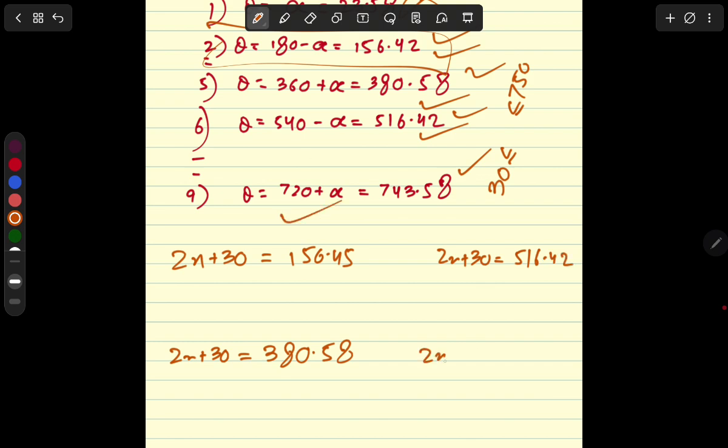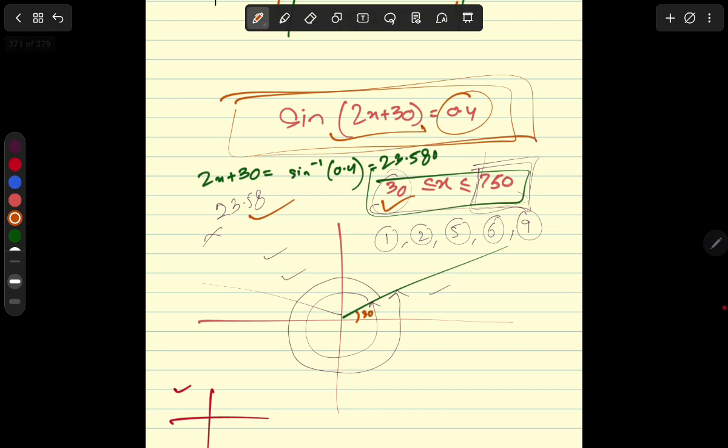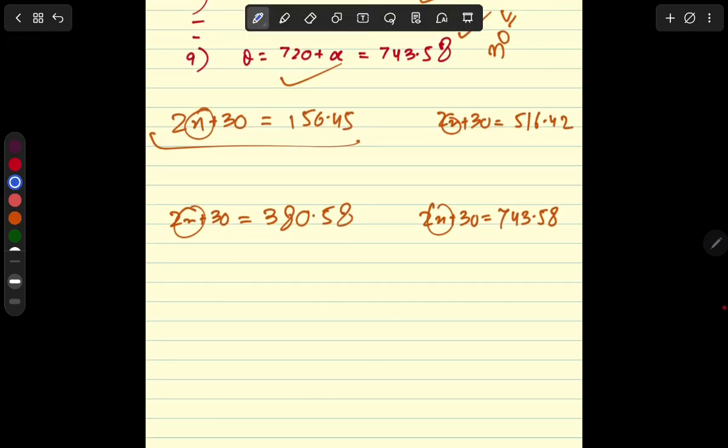Okay, now you just do the algebra, find x for all these four answers, and this is going to give you the answer for this given problem. Once you do that, you're going to find the values. I can try to do it quickly.